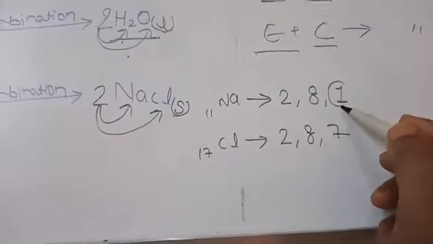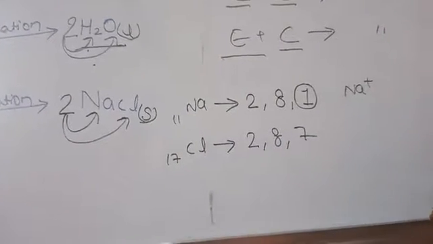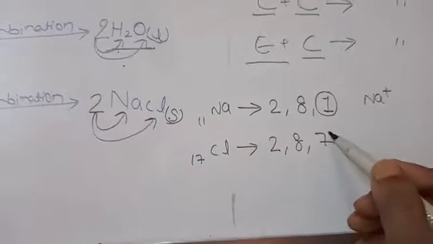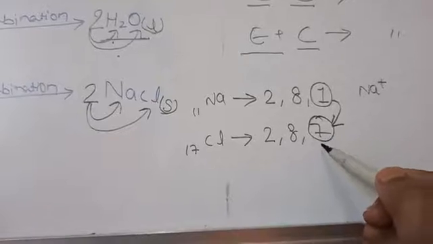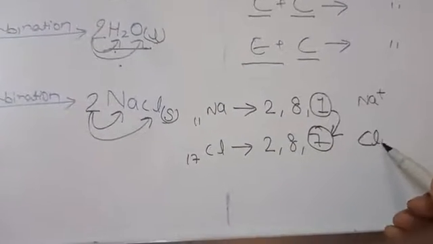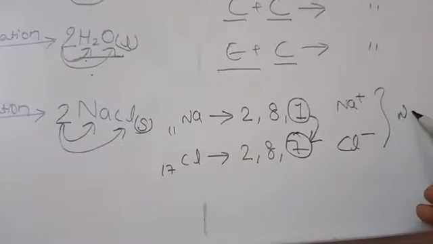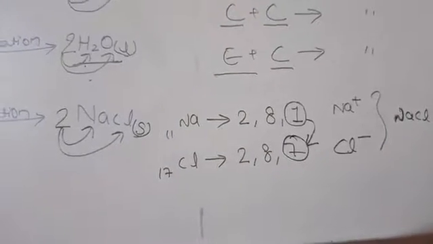Of course after losing 1 electron, it will make Na plus. After losing it will make positive ions. And if we talk about the chlorine, it will gain 1 electron from the sodium, and again it will be stable with 2, 8, 8. It will get that tendency and will make Cl minus. So finally what we will get? Sodium chloride as the product.